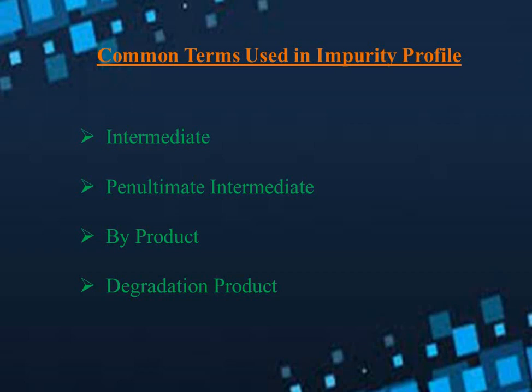Byproduct is produced due to side reaction, overreaction, dimerization and rearrangement reaction, and unwanted reaction between starting material, intermediate with chemical reagent and catalyst. Degradation product. What is degradation product? It is formed by the decomposition of API by the effect of external factors like heat, light, and moisture.